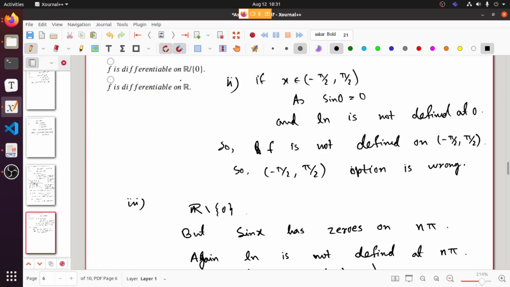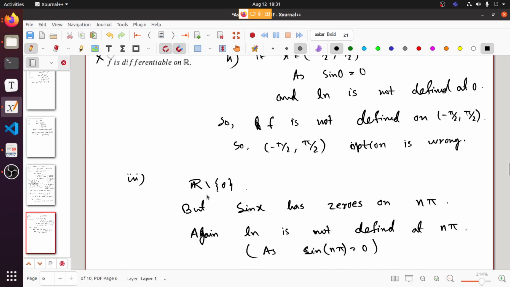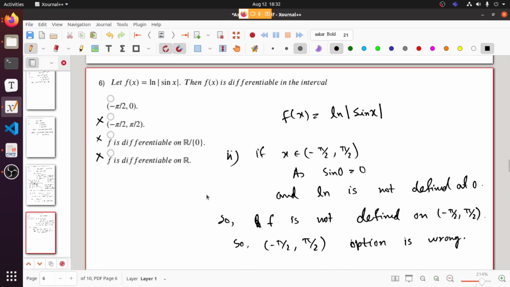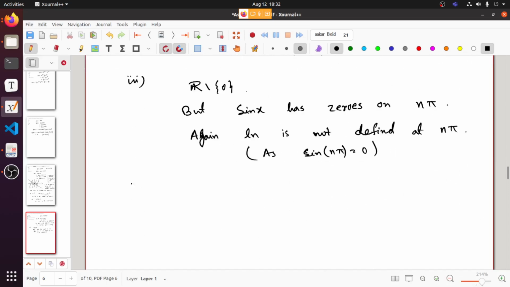And if this is not whole R minus 0, then f cannot be differentiable in whole R, right? So all the last three options are false, right? Because f is not defined everywhere in all these intervals. So only the remaining option is this. Here we have to check the differentiability of the function f in the interval minus pi by 2 and 0, right? Option 4 is similar.